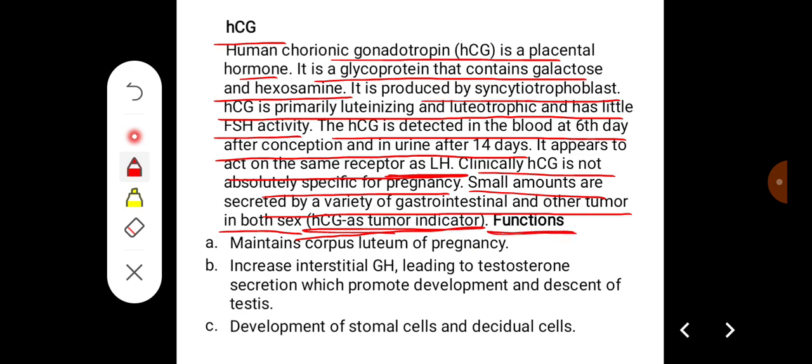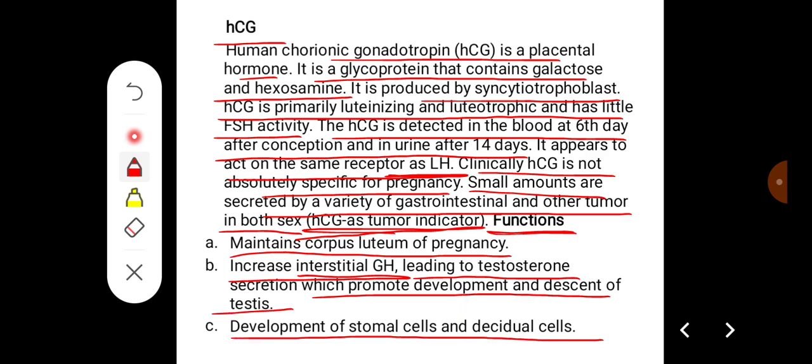Functions of HCG are: it maintains the corpus luteum of pregnancy, it increases interstitial cell activity, leading to testosterone secretion which promotes development and descent of the testis. It also helps in development of stromal and decidual cells.